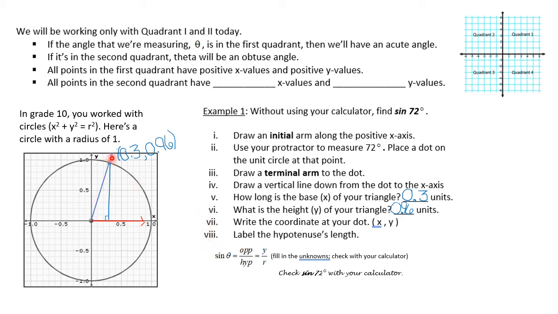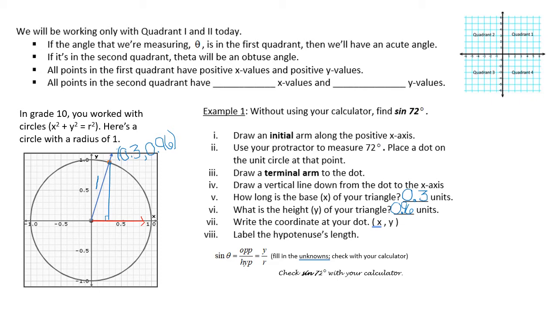So step 8 is to label the hypotenuse length. So here's my hypotenuse here. Label the length of it. So remember that this is a circle with a radius of 1. That means from the center of the circle to any point on the circumference, any line, if I drew a line from the center of the circle anywhere, it's going to be 1. So the length of my hypotenuse is going to be just 1. So we have our triangle all drawn here. Step 8 we finished.